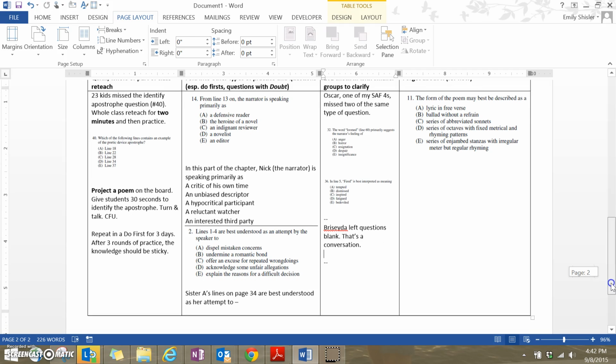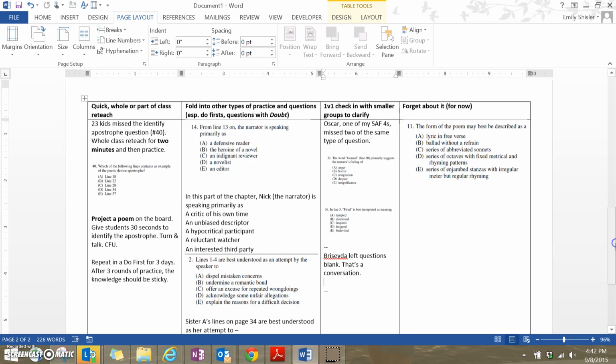Now let's talk about actual reteaching. I had 23 students miss question number 40, which is simple: which of these is an apostrophe question? And students technically probably have been taught what an apostrophe is, and they certainly went over it at the beginning of the year in a boot camp situation, and they just didn't apply that information here. So it hasn't been sticky for them.